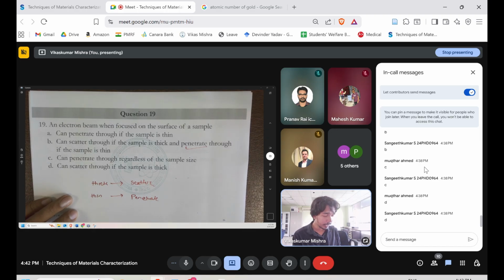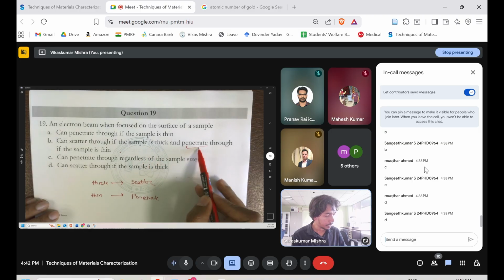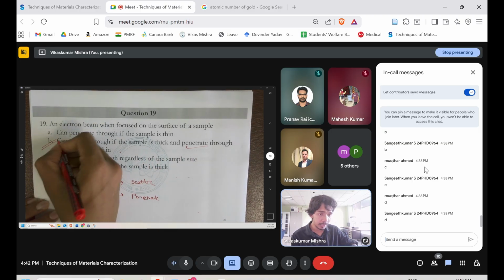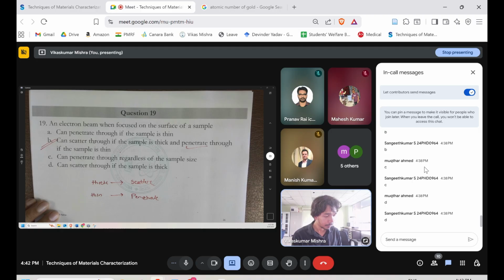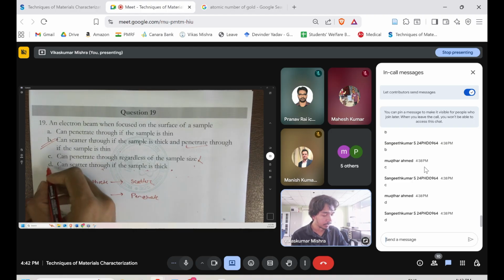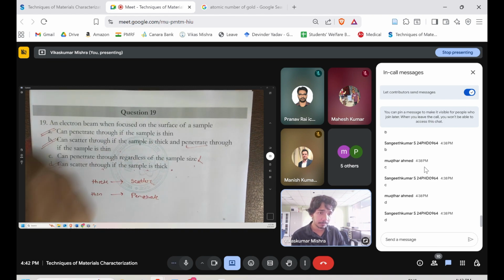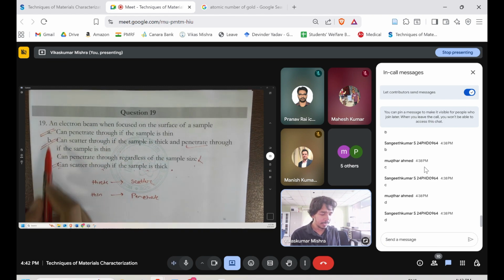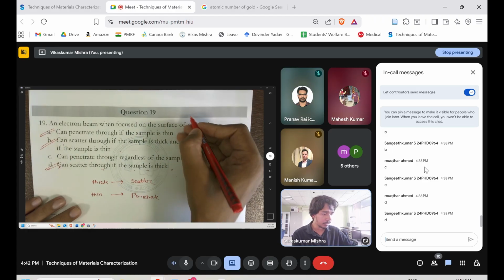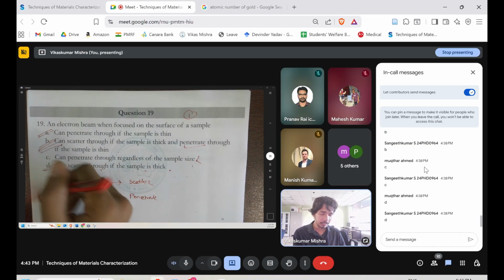So which one is the right answer? Can scatter if thick, penetrate if the sample is thin. So option B is the right answer. Can penetrate regardless of the specimen size, incorrect. Can penetrate if the sample is thick, incorrect. Can scatter if the sample is thick, D is right. Can penetrate if the specimen is thin, A is also right. So A and D are more or less a subset of B. So if it is only one MCQ type, I will go with option B as the right answer. For MSQ, I will take the remaining all three.